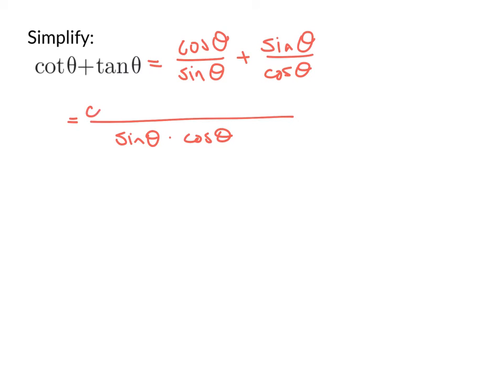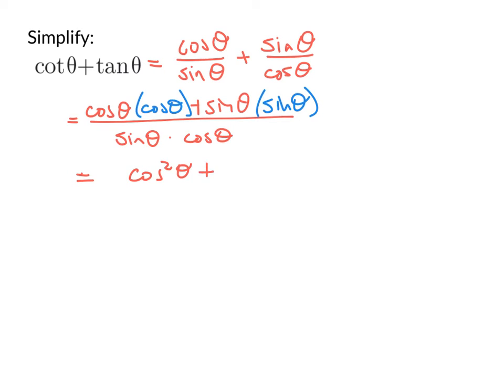Then going back to the numerators, the cosine that's in the first fraction would have to be multiplied by the denominator of the second one, that second cosine. And the sine, the numerator of the second fraction, would be multiplied by the denominator of the first one, the other sine. When we multiply these out, we'll have cosine times cosine is cosine squared, and sine times sine is sine squared, all over sine times cosine.